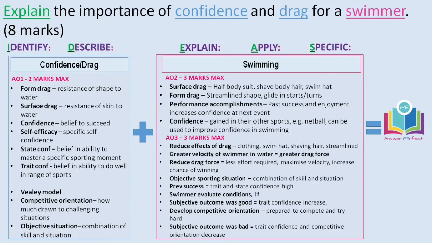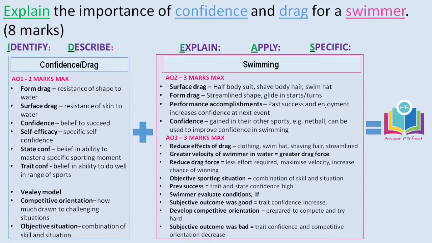Okay. You can also look at your trait confidence. So I've put there gained in other sports. So if the swimmer takes part in a netball game and has a lot of success, that confidence gained there, so that trait confidence, can be used to improve confidence in the swimming event. Okay. Past success can increase both state and trait confidence.